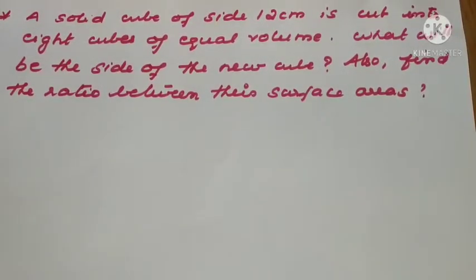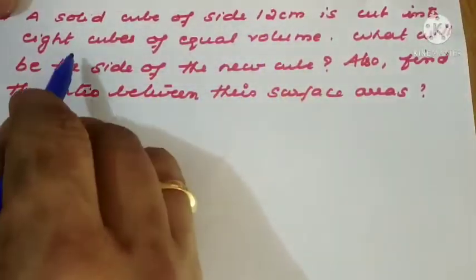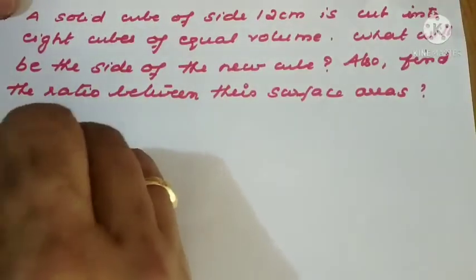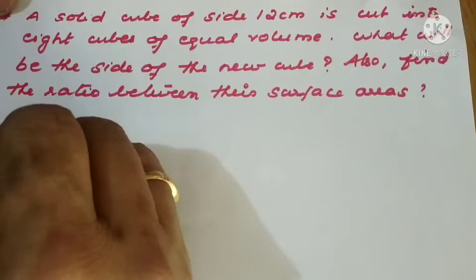A solid cube of side 12 cm is cut into 8 cubes of equal volume. What will be the side of the new cube? And also find the ratio between their surface areas. A solid cube of side 12 cm is cut into 8 cubes of equal volume. So we'll write a solid cube, that is the original cube.